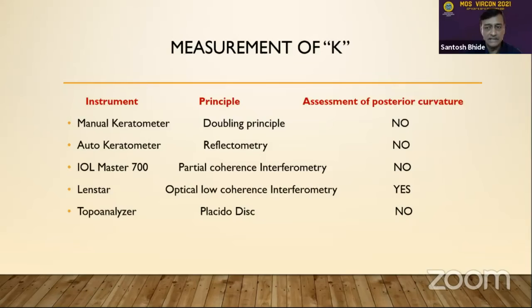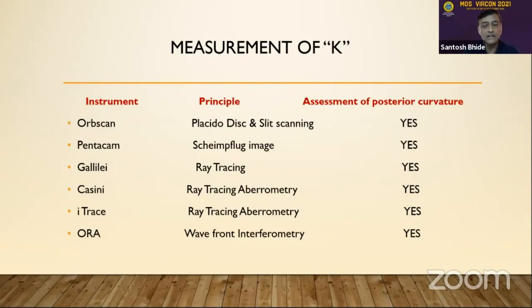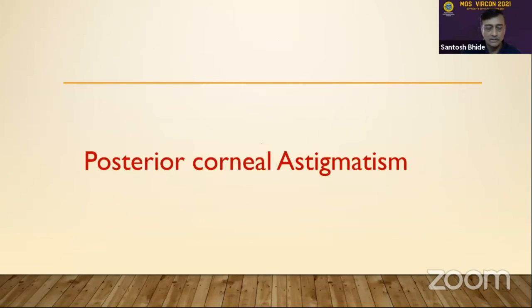Topo analyzers, the basic topo analyzers, we use the Placido disc principle. They do not assess posterior corneal curvature, but they definitely help in ruling out any subtle ectasias or scars or ocular surface disorders or dry eye. There are some advanced equipments like OrbScan, Pentacam, Galilei, iTrace, and Aura. As Dr. Suvira has told us, you should take readings on at least 2 or 3 instruments, and the reading has to be consistent for IOL power calculation.